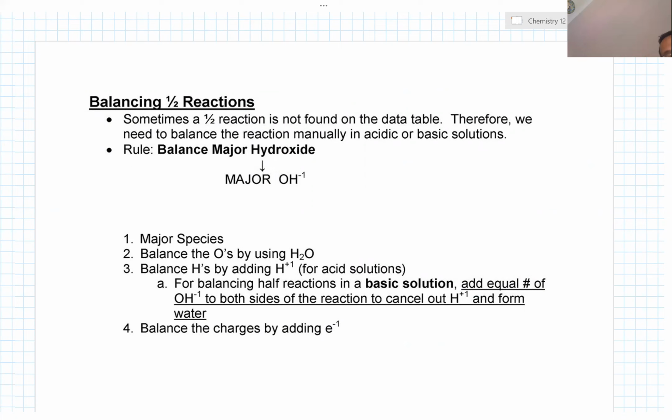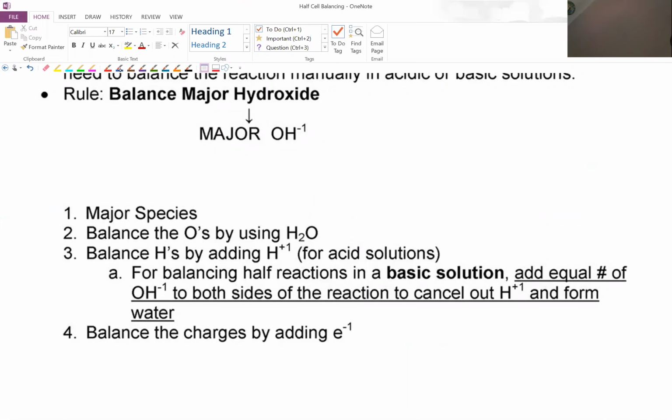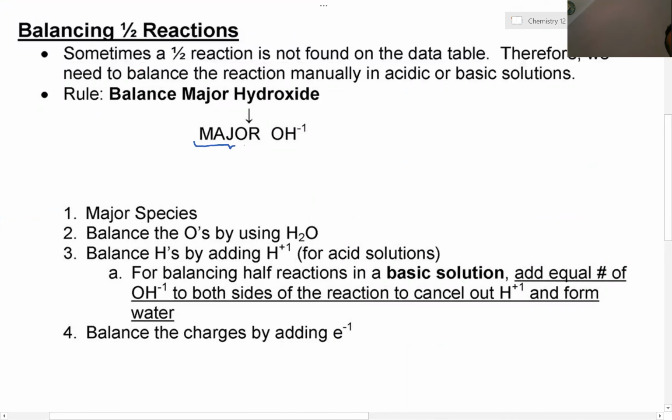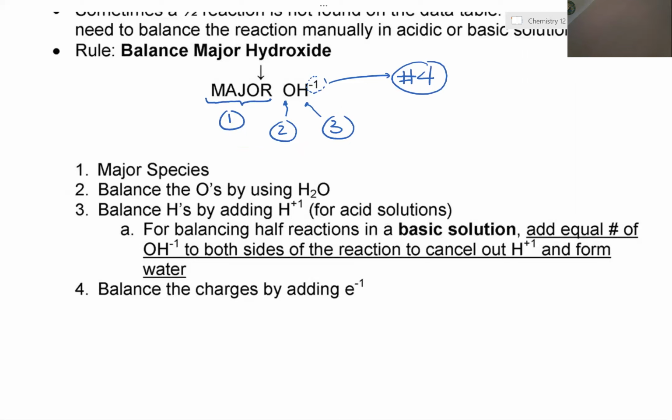Now, the general rule is something called balanced major hydroxide. So what does it represent? Each of these represents something. This represents number 1. The oxygen is number 2. H is number 3. And the -1 is number 4. So where does this 1, 2, 3, 4 come from? It's right here. To balance, number 1 is you want to balance the major species.